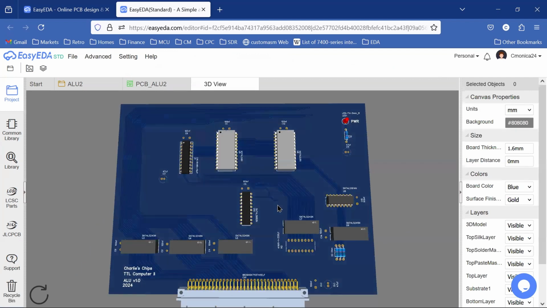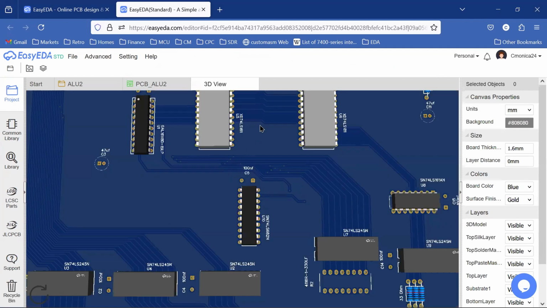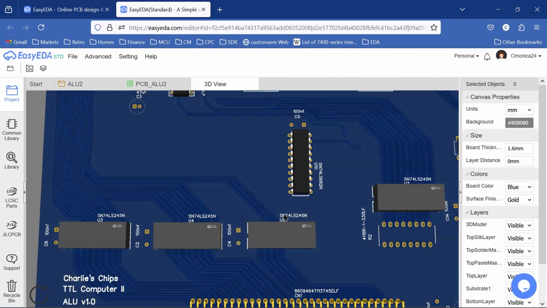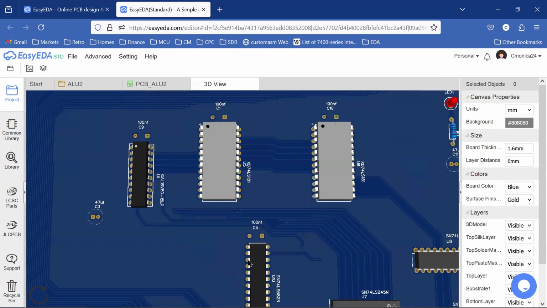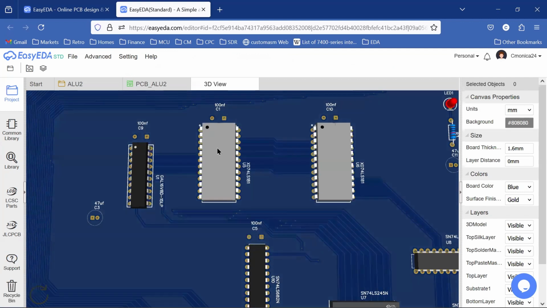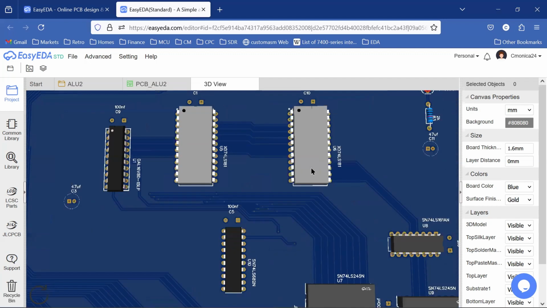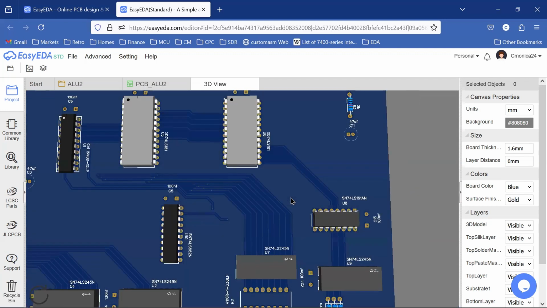Right, we can see that we have our power indicator. We have all the silk screen markings for all the chip identifications present. Here's our two ALU chips. Here is our GAL chip that we implemented to simplify and remove those 7 combinatorial ICs.